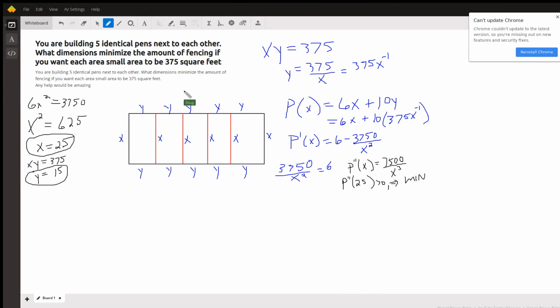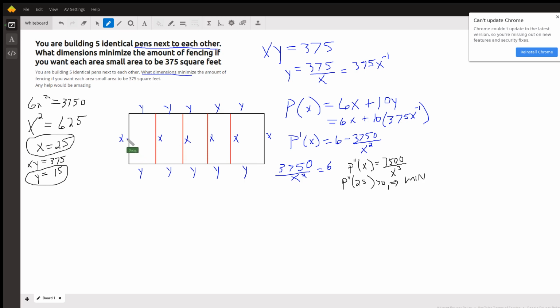Okay, I agree that this is a poorly worded problem because there's no real definition of what we mean by next to each other and what dimensions of what minimize the amount. But let's make some assumptions here that the pens look like this. They're in a rectangle with these shared walls between compartments. The drawing is not accurate because I didn't make them all look identical.